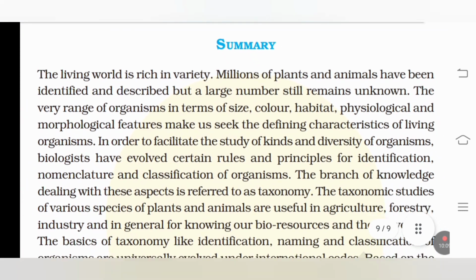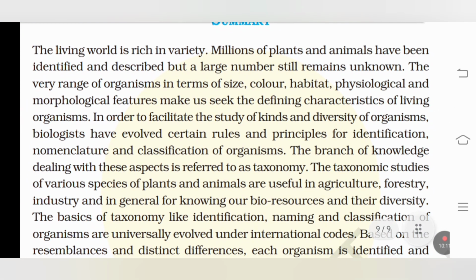Summary. The living world is rich in variety. Millions of plants and animals have been identified and described, but a large number still remain unknown. The very range of organisms in terms of size, colour, habitat, physiological and morphological features makes us seek the defining characters of living organisms. In order to facilitate the study of kinds and diversity of organisms, biologists have evolved certain rules and principles for identification, nomenclature and classification of organisms.